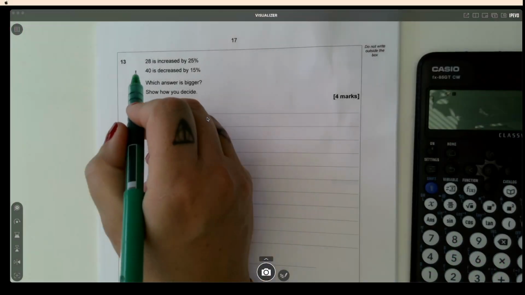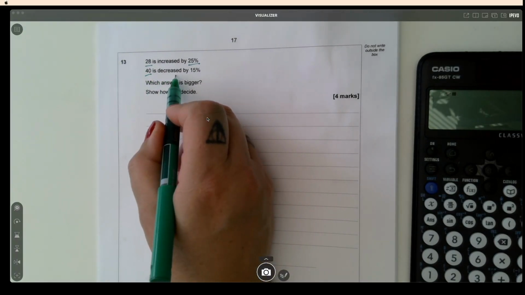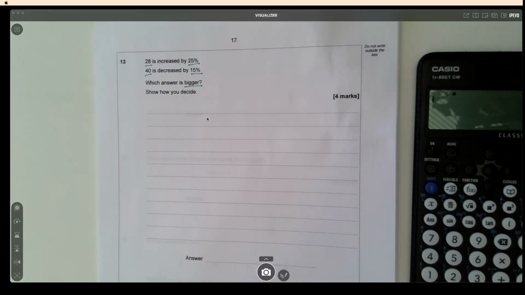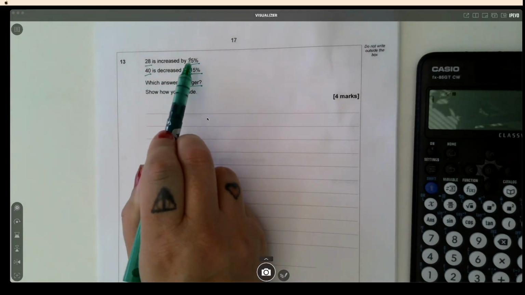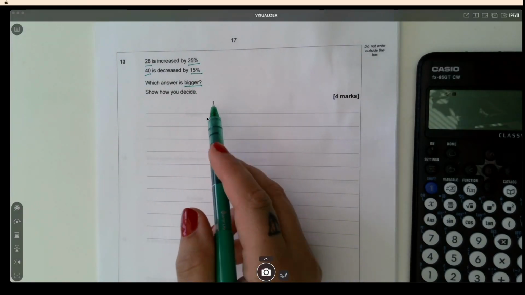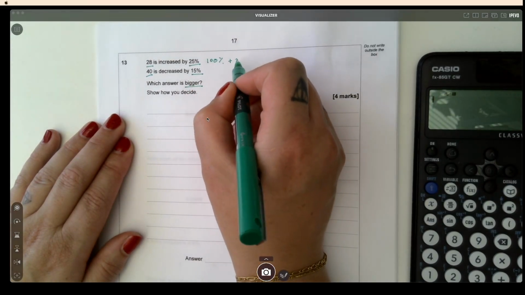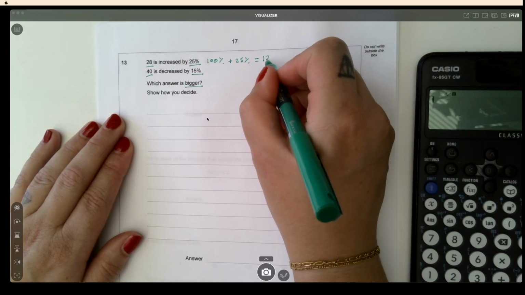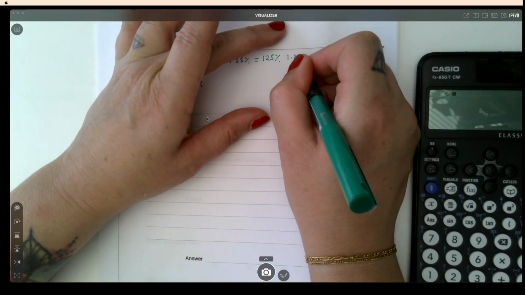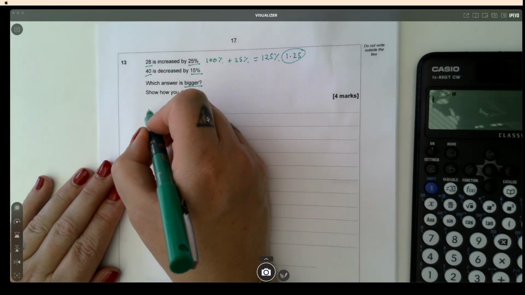Question 13. 28 is increased by 25%. 40 is decreased by 15%. Which answer is bigger? Show how you decide. So what I'm going to do is I'm going to increase 28 by 25% and I'm going to decrease 40 by 15% and then compare the answers. So if I'm increasing by 25%, I want 100% plus that additional 25%. So I want 125% in total. 125% as a multiplier is 1.25. So that's the multiplier I'm going to use to increase 28 by 25%.